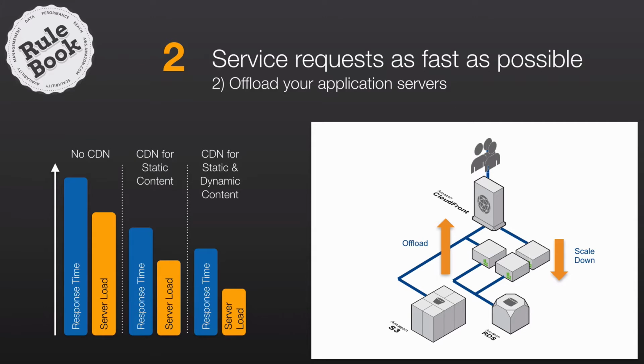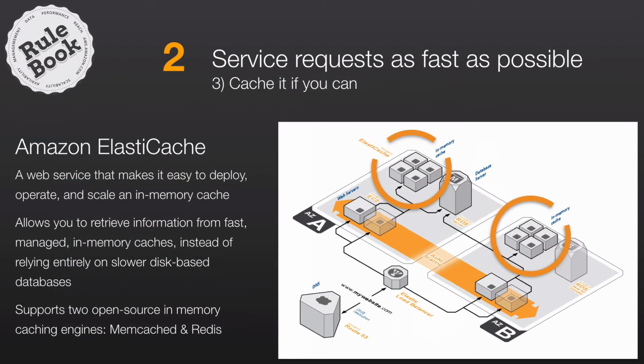Then a single connection is held open back to the origin, back to the source, either on S3 or on an EC2 instance or ELB. And you'll find that performance is improved even for dynamic content as a result of those characteristics. So that's one trick that you can use to ensure that you service requests as fast as possible by offloading your application servers. Thirdly, caching.